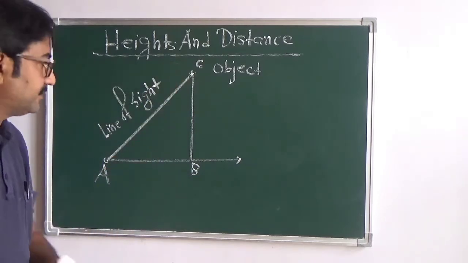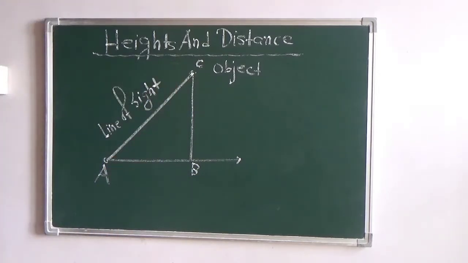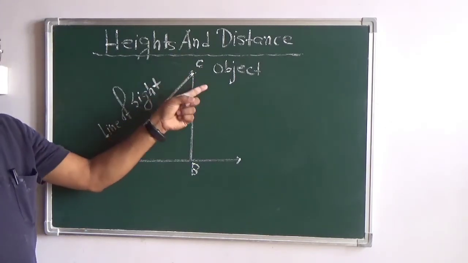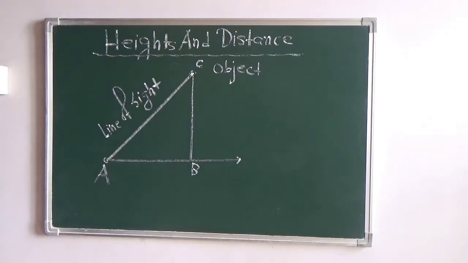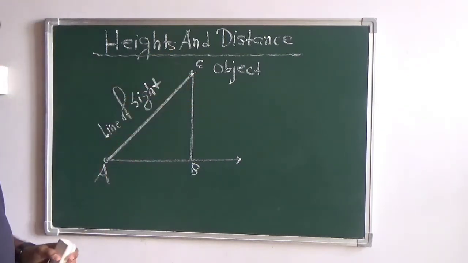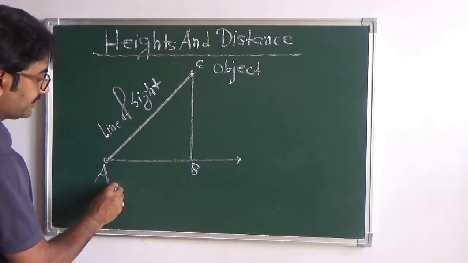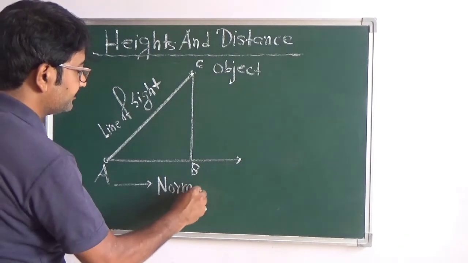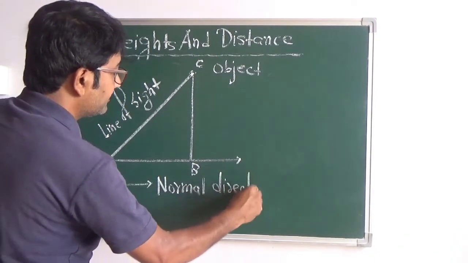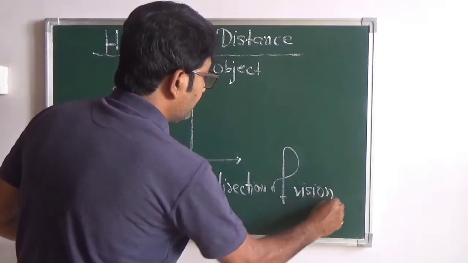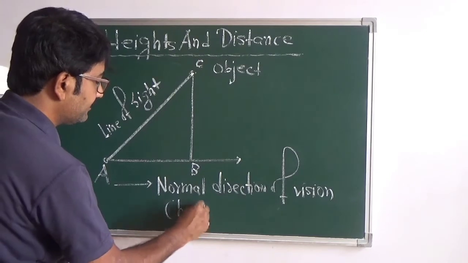It is the line in which the observer's eye is looking at a point of the particular object. Suppose BC is the tower and the person who is standing at the position A is looking at a point C of this tower. So this is called the line of sight. This direction, if you are standing here, is the normal direction of vision, which we can also refer to as horizontal.